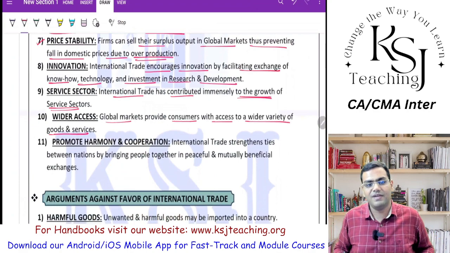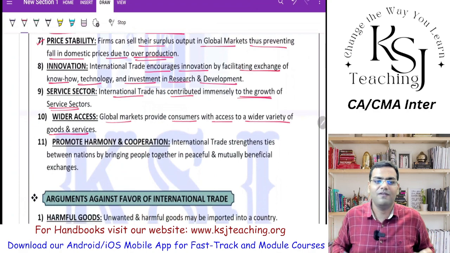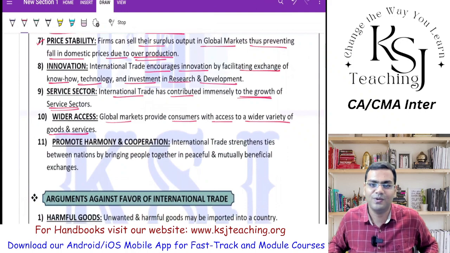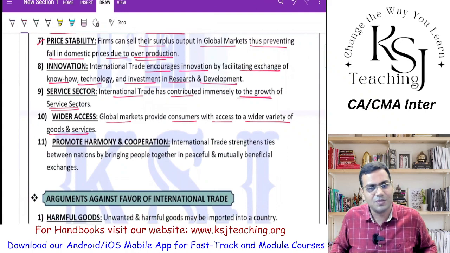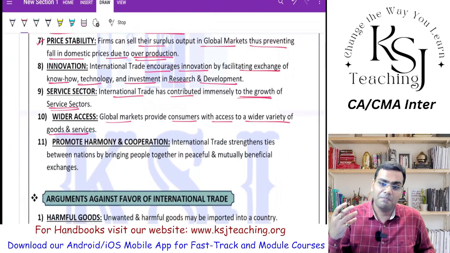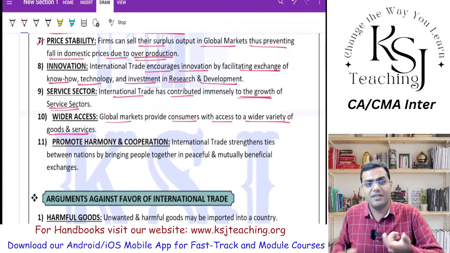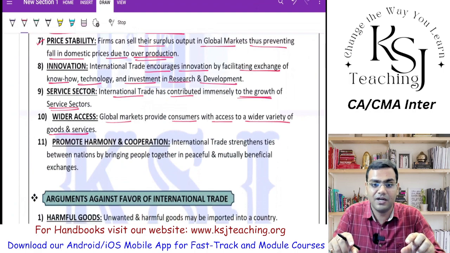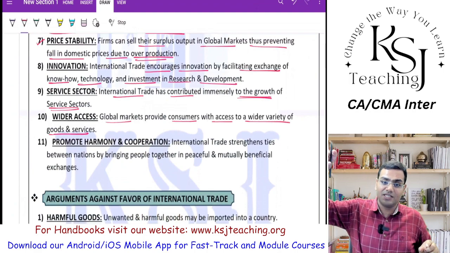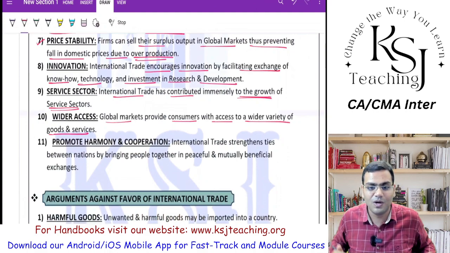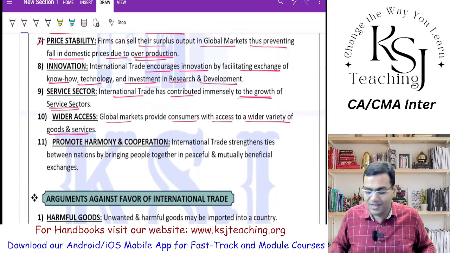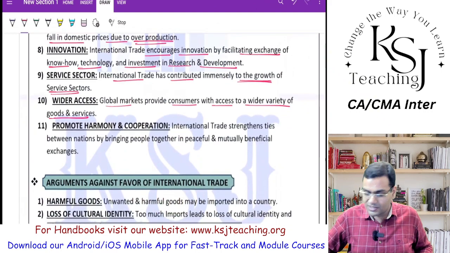Obviously, sir, now you have access to the global market. You have lots and lots of things in front of you, right? You can choose as per your preference. You can buy as per your preference. Now there is no limitation that this is the only choice and you have to buy from it. You can buy anything you want from anywhere in the world, isn't it? So that is how wider access to the global markets promotes harmony and cooperation.